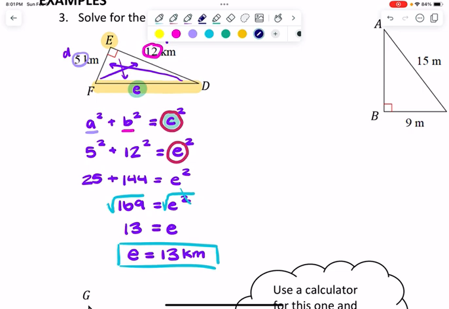Now, some of you might be asking, Miss T, do you have to show all the steps? The only step that's kind of optional here is this first one. You don't have to write out the Pythagorean theorem without the substitution in there first. You're welcome to, but you do not have to. Everything else, I would say, is pretty necessary.